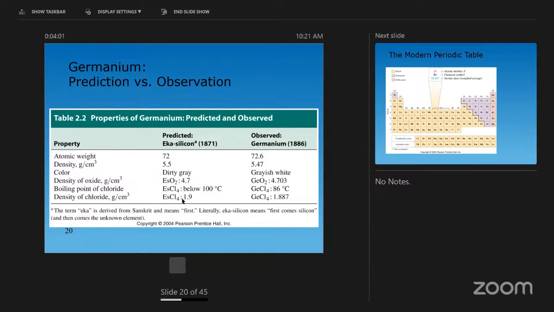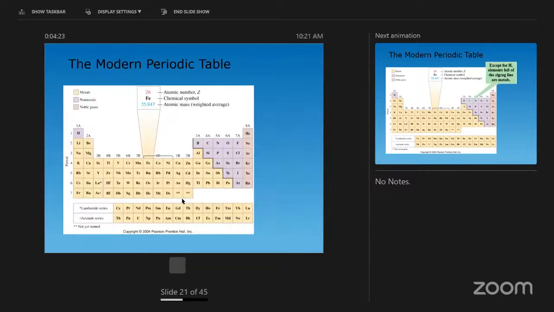And as you can see, the observed density is 1.887, right? So basically, this is not the only example. The other example where there's a close relation between what is observed and what was predicted by Mendeleev before the element was discovered, right? So, of course, over the years, centuries, different elements were discovered, and now we arrive at the current table.